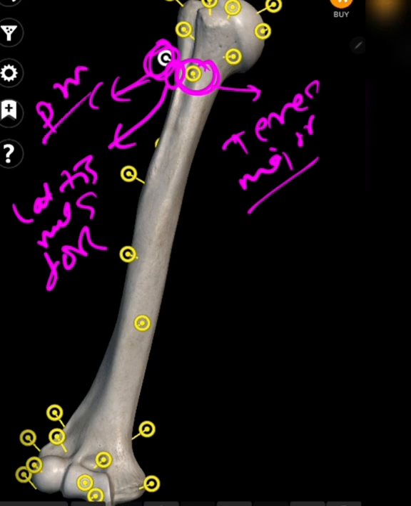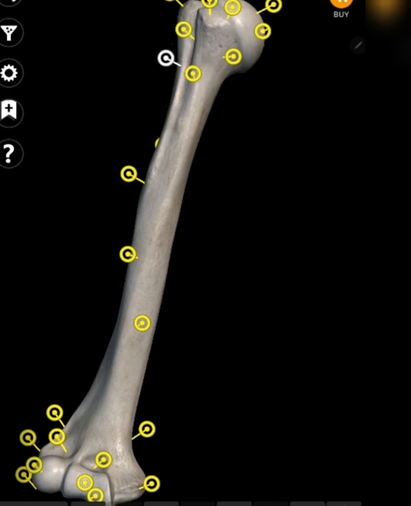Now what can we see over here? This structure is the greater tubercle. What gets inserted over here? What are the three muscles inserted over here? They are the rotator cuff muscles.